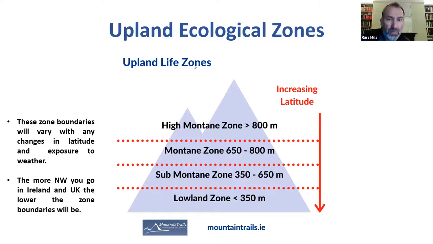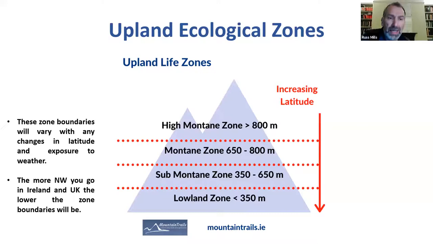And the numbers you see, the meters, the height for each of those zones, is not really fixed. They can move, and particularly with increasing latitude. With increasing latitude, the boundaries of these zones will drop down the mountain, so those numbers will get smaller. So for example, the lowland zone, which says below 350 meters, would perhaps come down to 150 meters in a more northerly latitude.